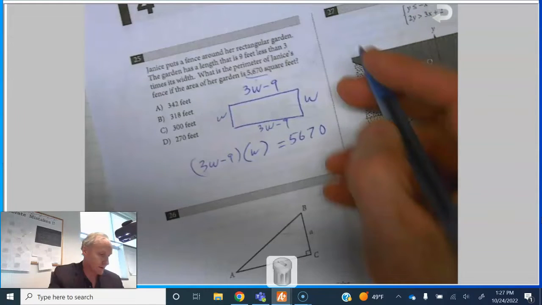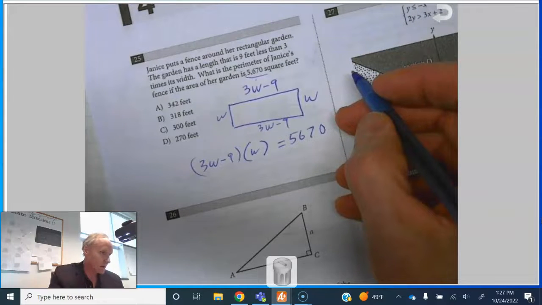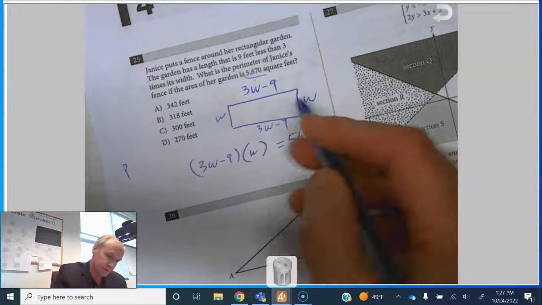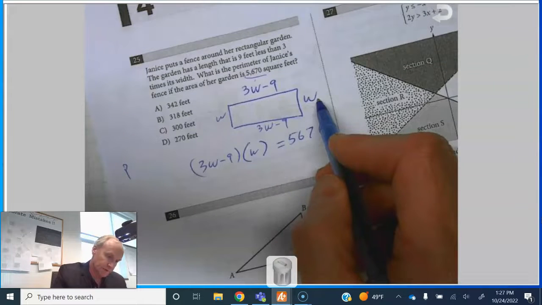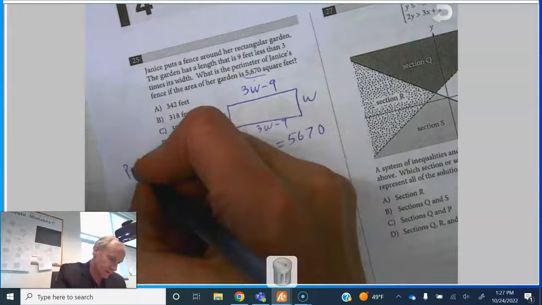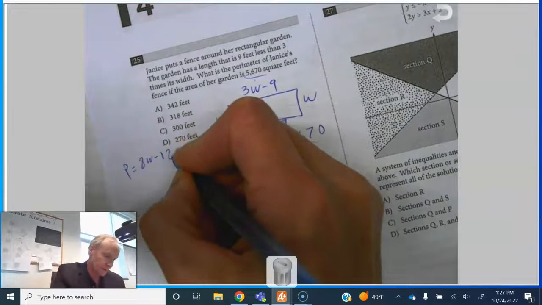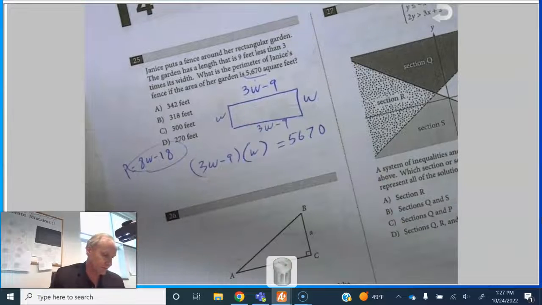Trying to think of an easy way to divide this up. Let's see what the perimeter is. The perimeter is going to be 6W, 8W minus 18. That's going to be the perimeter. That's what I'm looking for.